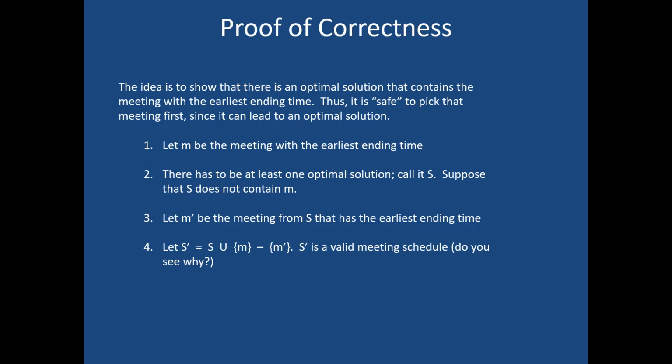Yeah. You take S, you remove one thing, you put one thing back. It's going to be the same length. But what else do we have to say to convince ourselves, to argue that this is an optimal solution? Yeah? So M prime has to have the earliest ending time from S, which means that M's ending time is either that time or earlier, because we know that's the earliest ending time.